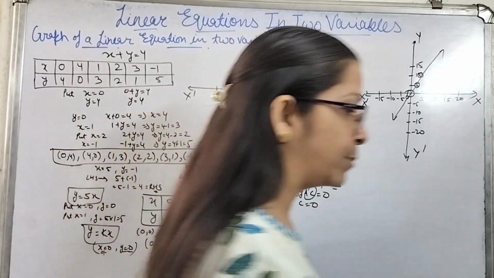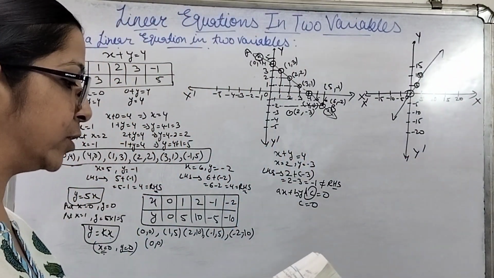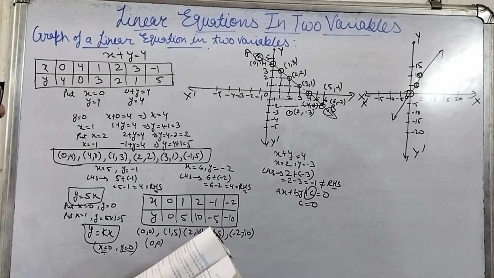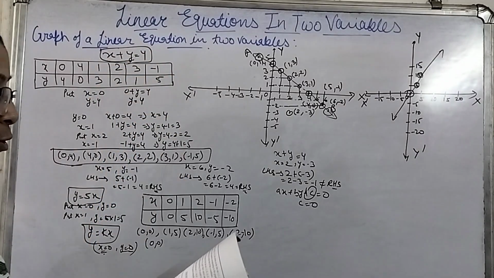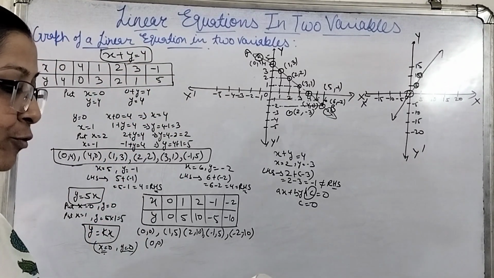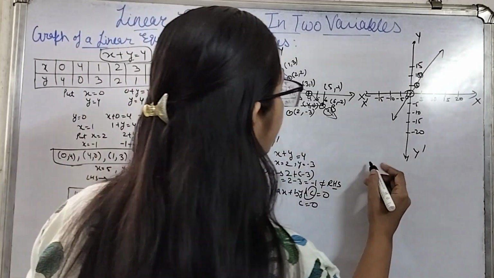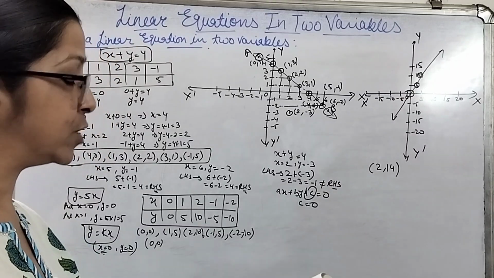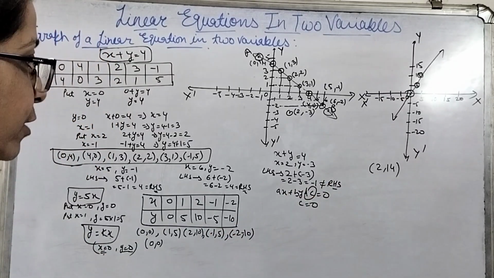Now let's see some questions from the exercise. Draw the graph of each of the following linear equations in two variables. See, x plus y is equivalent to 4. We had already taken this question. How to plot it, we have done. Give the equations of two lines passing through (2, 14). This is the point (2, 14). We have to find the equations which will pass through this point. How many more such lines are there and why?